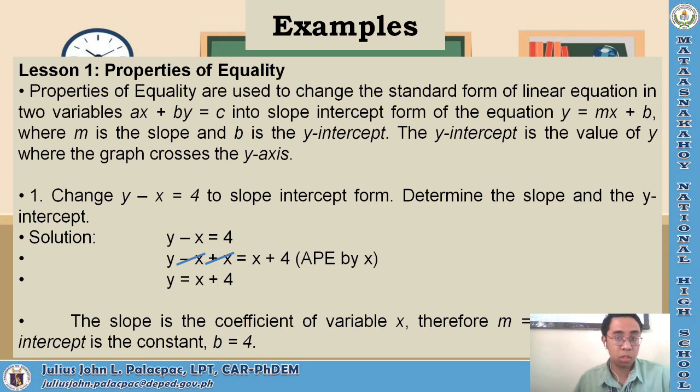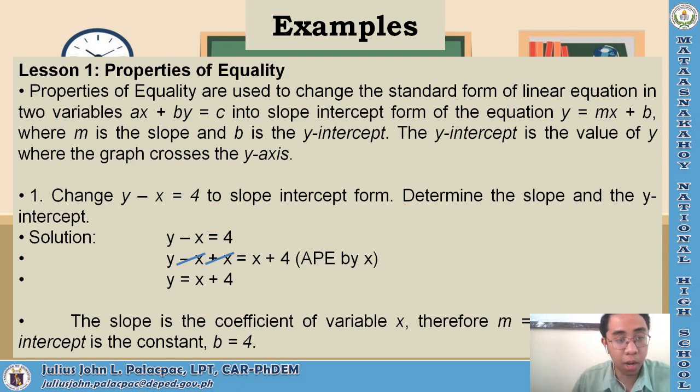Again, we use this to change the standard form of a linear equation, ax plus by is equal to c, wherein a, b, c are constants. It means that they cannot be changed into other numbers. If the value of a is 2, it will be 2. If the value of b is 3, it will be 3. And if the value of c is 4, it will be 4. So we will change the standard form into slope form. We have y is equal to mx plus b, where m is what we call the slope and b is the y-intercept.